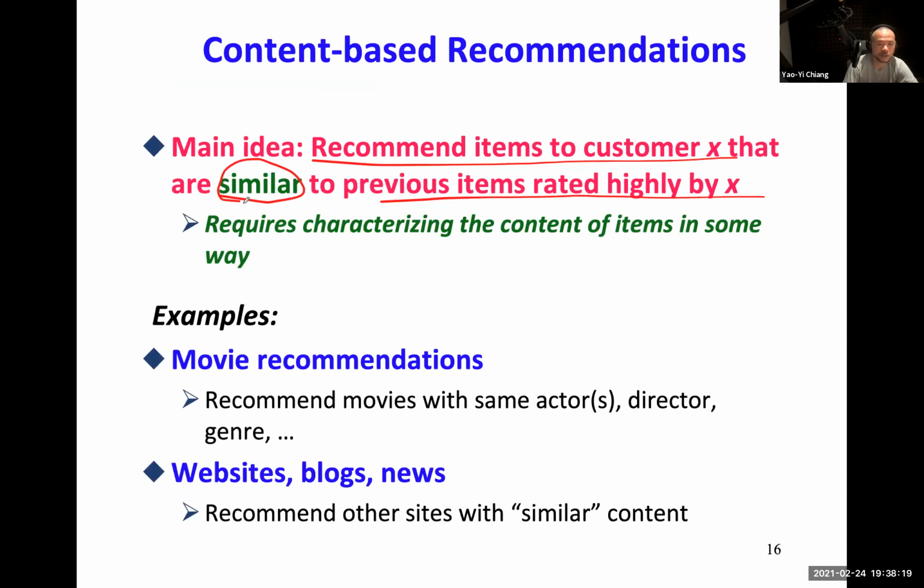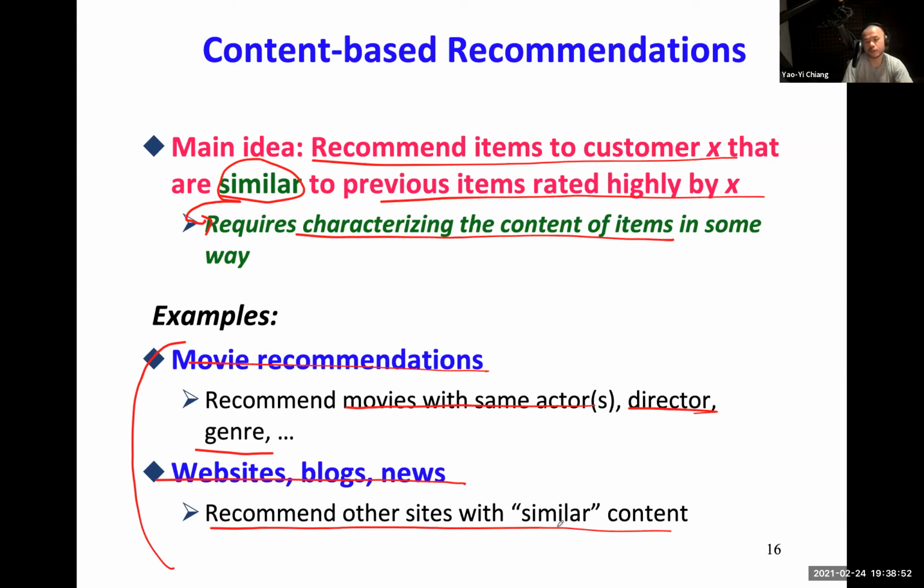You see here, similar means we have to have a way of characterizing the content of items, and we have to compare them so that we know they are similar. We just did some examples, but for movie recommendations, you recommend movies with the same actor, director, genre, and all that, right? Some people really like romance movies. Other people really like action movies. For websites, blogs, and news, you recommend websites or news with similar contents, and it really depends on how you define similar. Like in our previous example, it could be Lakers basketball, or it could be Lakers, Los Angeles sports teams.